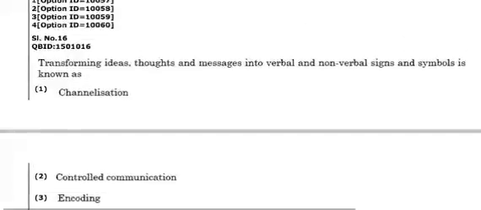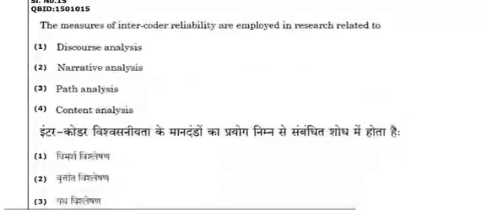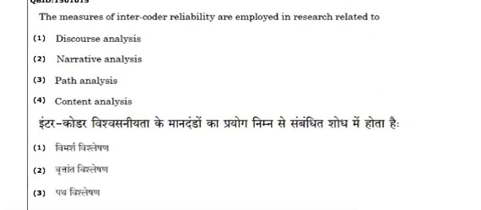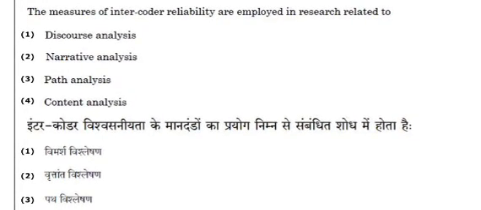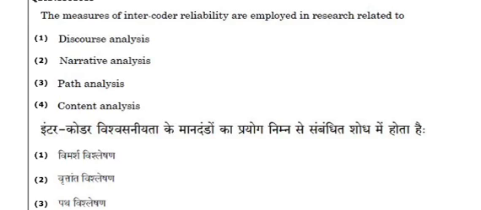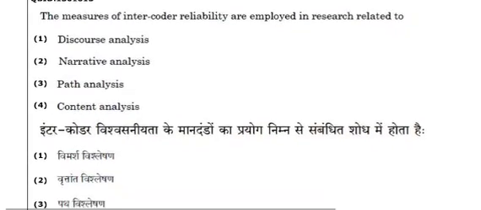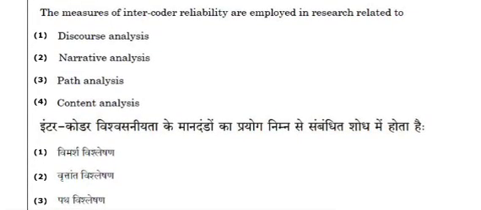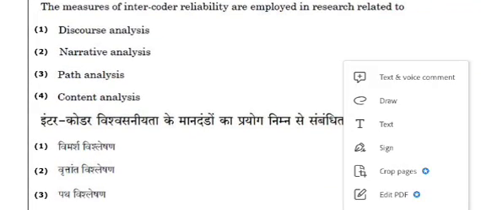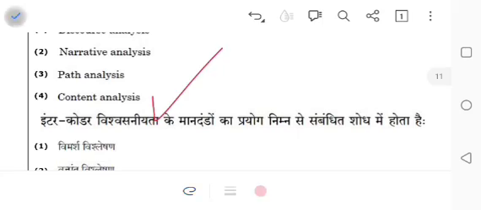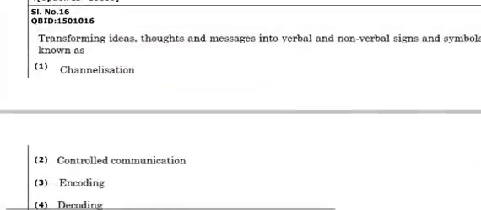Then number 15. 15 says, the measures of intercoder reliability are employed in research related to what? Discourse analysis, narrative analysis, path analysis and content analysis. Number 15, correct answer will be number D, that means content analysis. This is what I have got. 16.